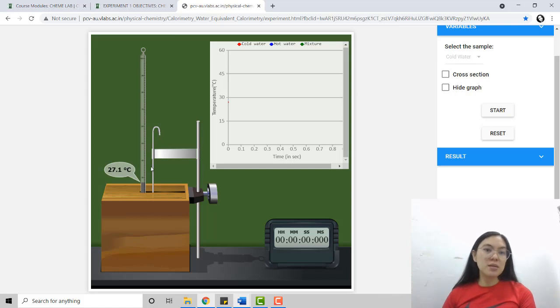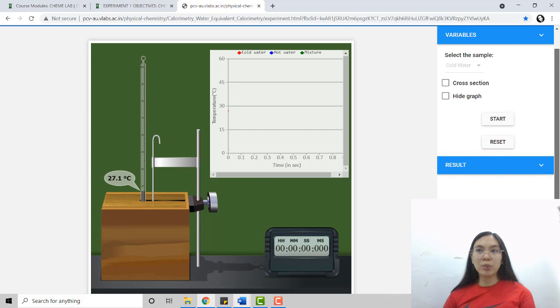Of course, you have your stirrer that should constantly stir the solution while you are recording the temperature. You also have here a graph wherein it will record the temperature every second or every minute, depending on how long. And then, of course, you have here the timer. So this is the very first experiment that we will run.